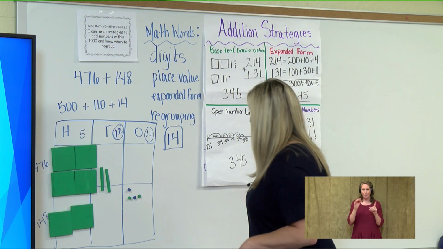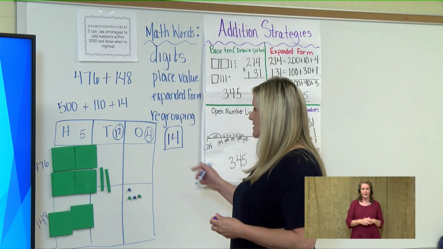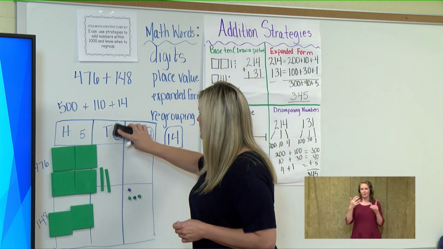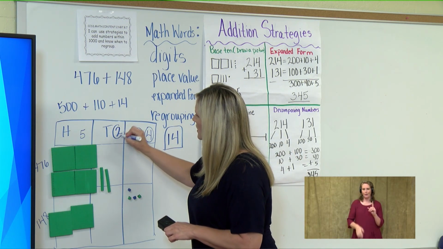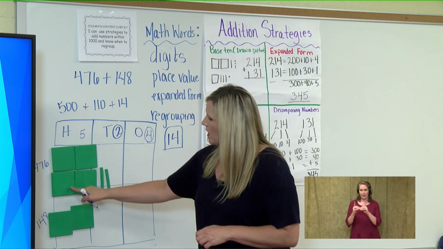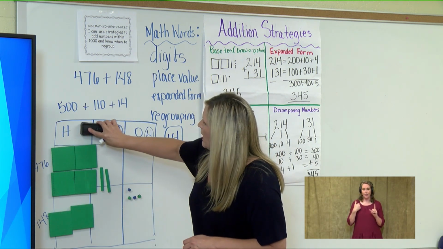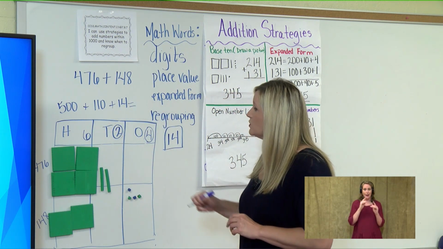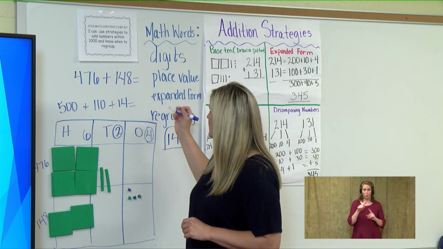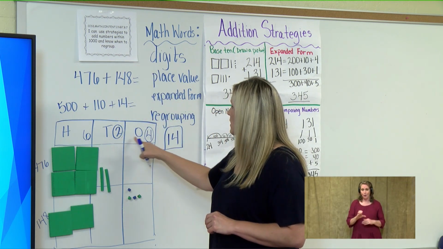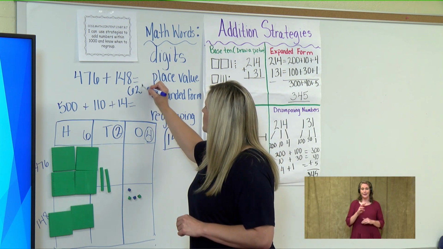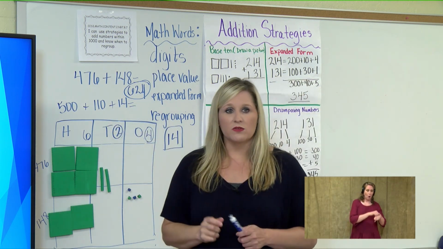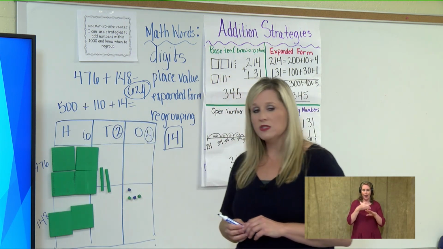My number is looking so much better now. So now instead of 12 tens, how many tens do I have? That's right, I have 2 tens, so I can change that, and now I only have 1 digit here. And how many hundreds do I have? I have 6 hundreds. So now I can put my answer: 476 plus 148 would be 624. So that would be the total amount of rocks and minerals that are on display at the museum.